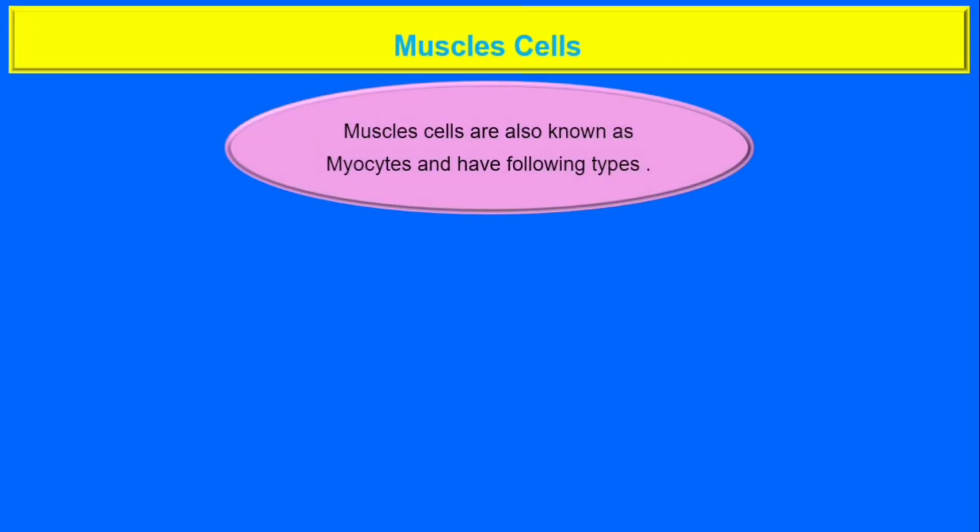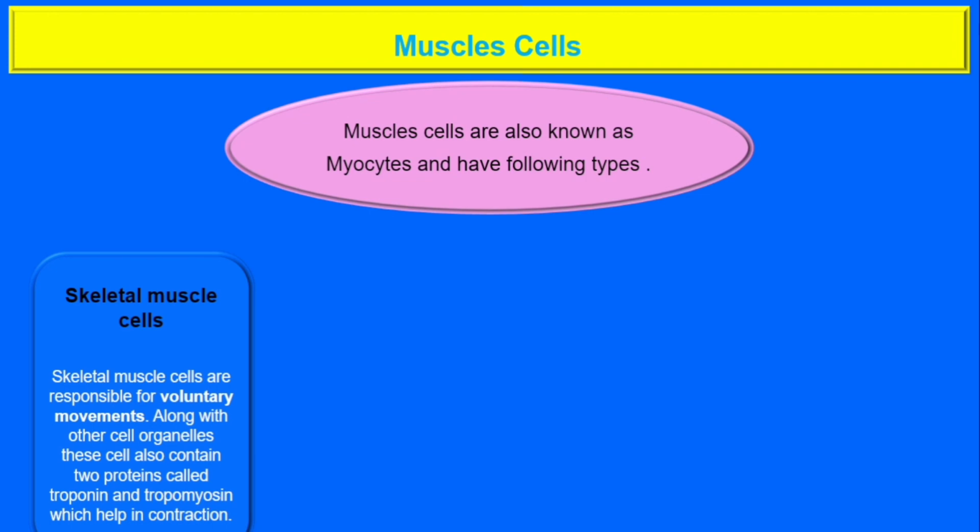Cells present in our muscles. Muscle cells are also known as myocytes and have the following types. Number 1, skeletal muscle cell. Skeletal muscle cells are responsible for voluntary movements. Along with other cell organelles, these cells also contain two proteins called troponin and tropomyosin, which help in contraction of the muscle.